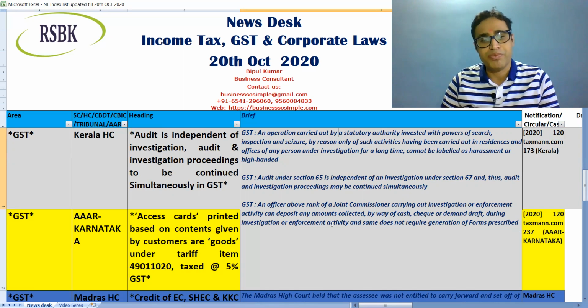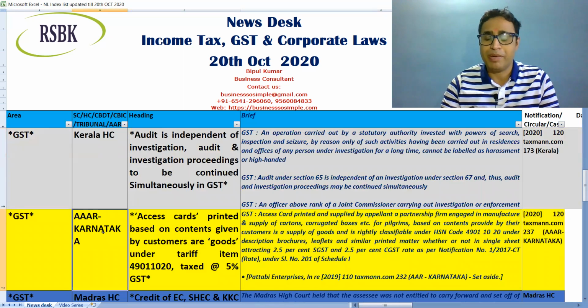Appellate Advance Authority Ruling, Karnataka: excess cards printed based on the contents given by the customers are goods under tariff item 4901120, taxable at the rate of 5% GST.